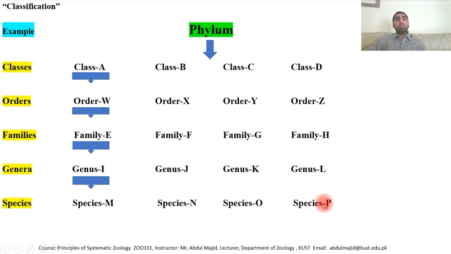So this is actually the downward classification, where we split the huge group into subordinate, smaller groups, and so on and so on. This is the downward classification.